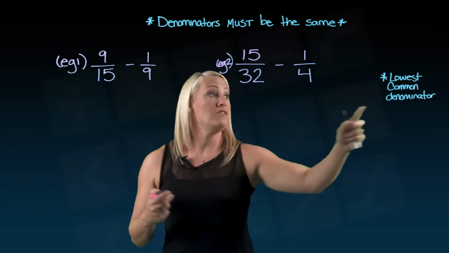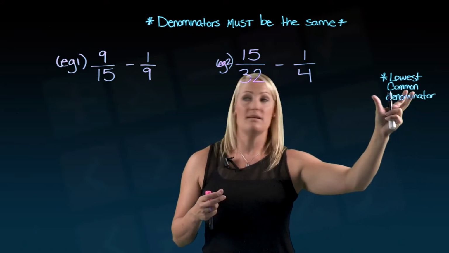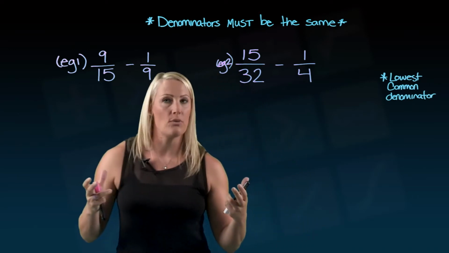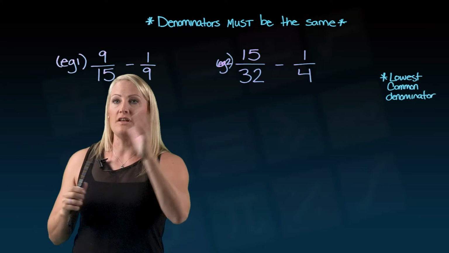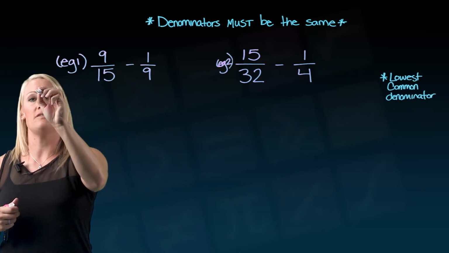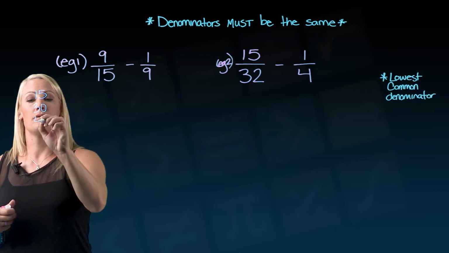So we are going to find, as I've written over here, the lowest common denominator between 15 and 9. Let me show you how we're going to do that. We're going to start by picking one of the denominators. I'll start with 15. I'm going to count over here on the edge, counting by 15s, and make a list of numbers.